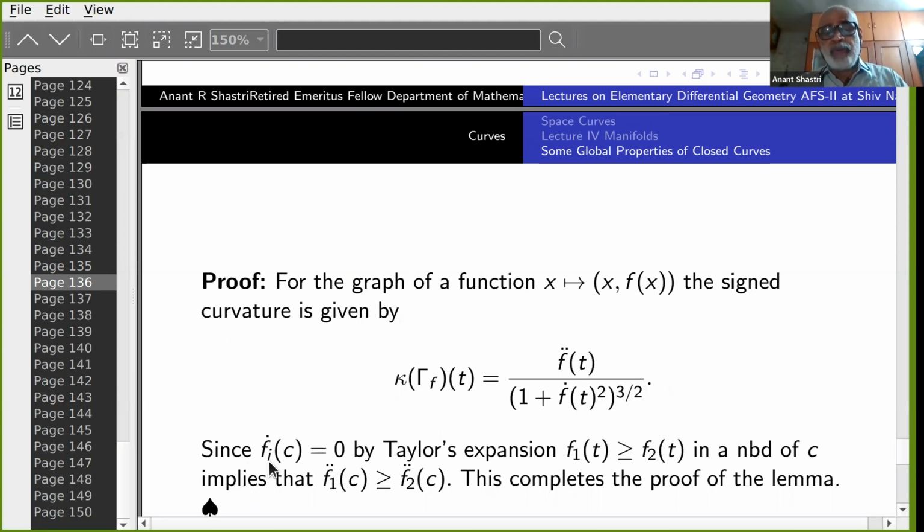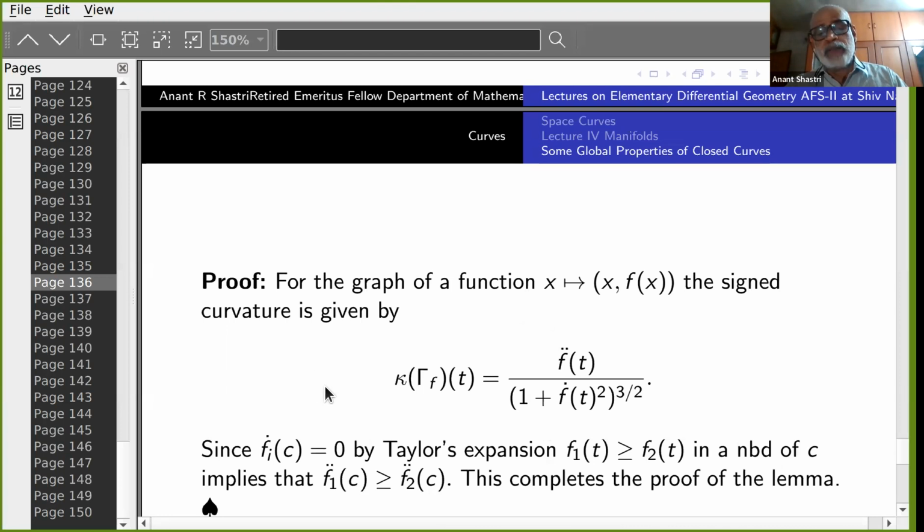Now f dot is 0 by Taylor's expansion. F1(t) is bigger than or equal to F2(t) in a neighborhood implies the second derivative F1 double dot must be bigger than F2 double dot. Okay, Taylor's expansion at 0, at one's first point, they are equal, right?